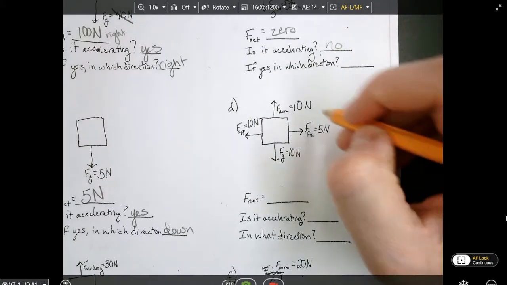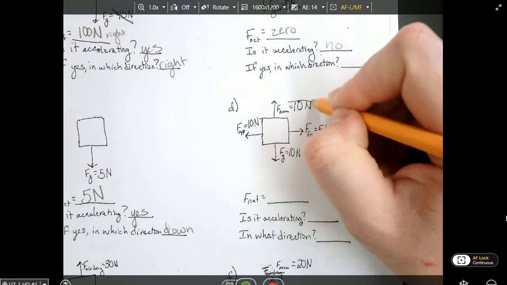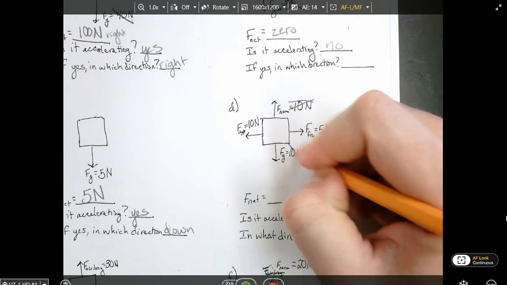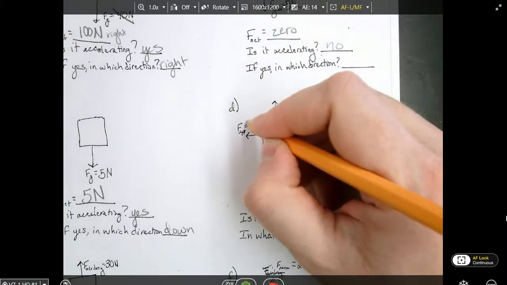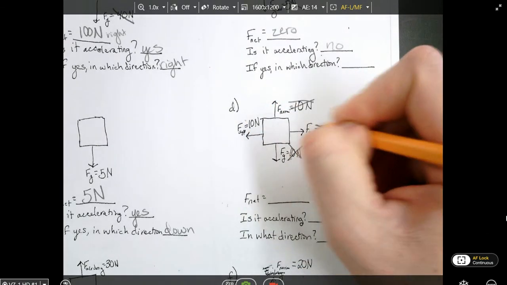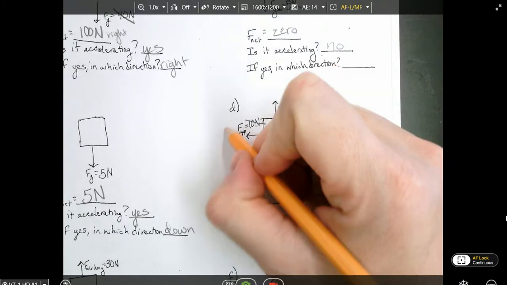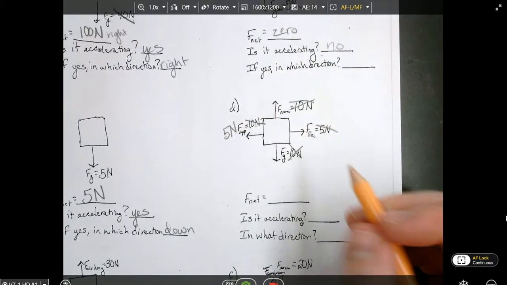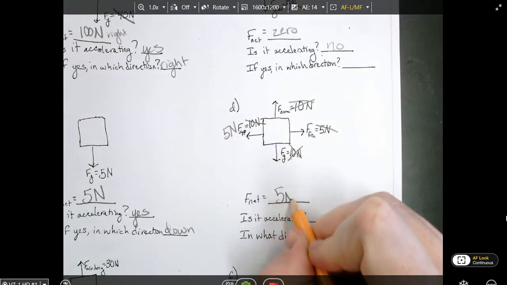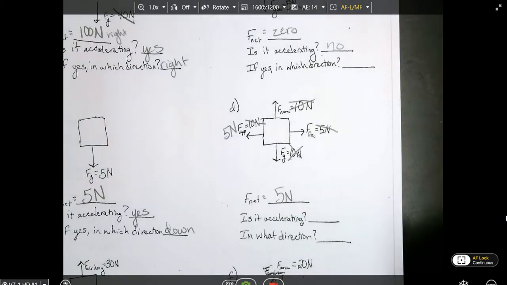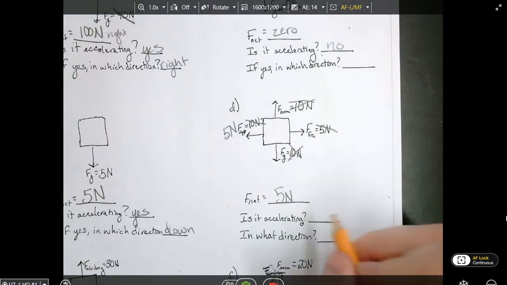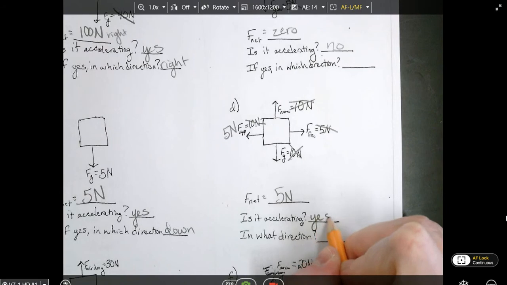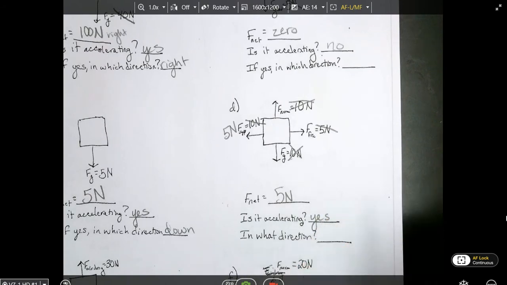So first of all, cross off what cancels out. This 10 newtons crosses off with this 10 newtons, and this 5 newtons cancels out 5 newtons of applied force, leaving 5 newtons of net force. Is it accelerating? Yes. In which direction? To the left.